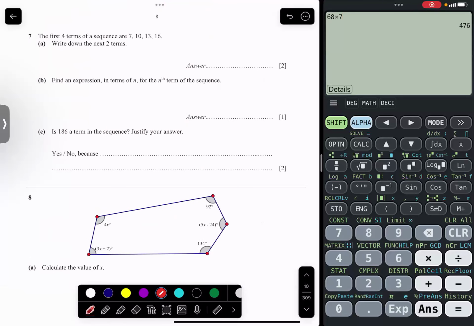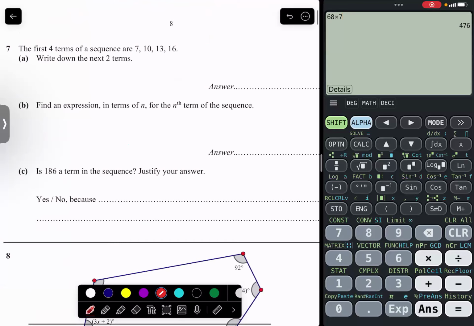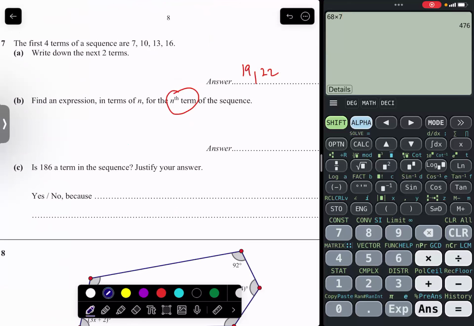Question 7. The first 4 terms of the sequence are 7, 10, 13, 16. Write down the next 2 terms. Simple, 19, 22. Find an expression for the nth term of the sequence. To find the nth term, the formula is going to be an plus b. So this one is plus 3, plus 3, plus 3.